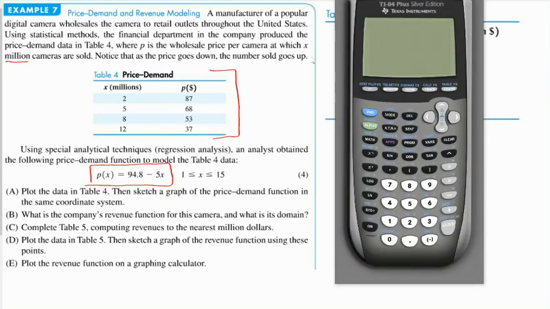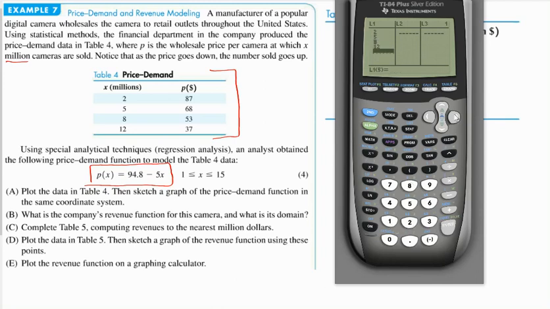So in our calculator, we can go to the Stat button. The first option is Edit. I'll hit Enter. And we see list 1, list 2, list 3. We're going to use list 1 for x values. We're going to use list 2 for y values, which is our price demand values. So for list 1, we're going to enter 2, 5, 8, and 12. So 2, enter, 5, enter, 8, enter, and 12.